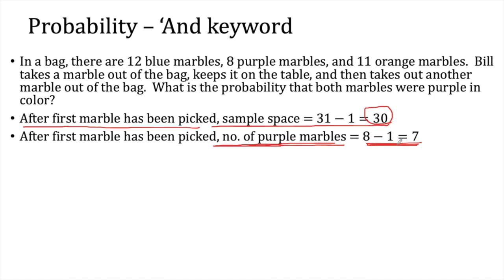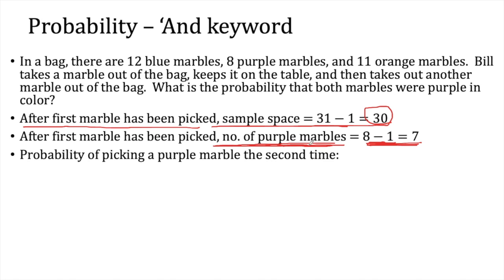Now, one thing to note is that if the question were to say what is the probability that the first one was blue and the second one was purple, you would not subtract 1 from purple because he took out a blue marble in the first attempt. You would only subtract 1 from the sample space and blue instead of purple. So the number of purple marbles in that case would remain as 8. But in our case, it has been reduced to 7.